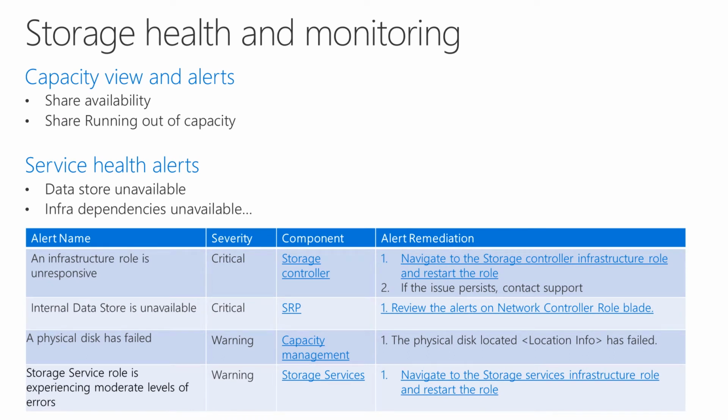Container management, we already talked a bit about containers. Important things here are capacity view and alerts, service health alerts, and in the table at the bottom you can see a few examples, like for example an infrastructure role is unresponsive or a physical disk has failed. All these things are shown up directly in the Azure Stack Administrator portal, or they are available using monitoring like SCOM or NetGeos.